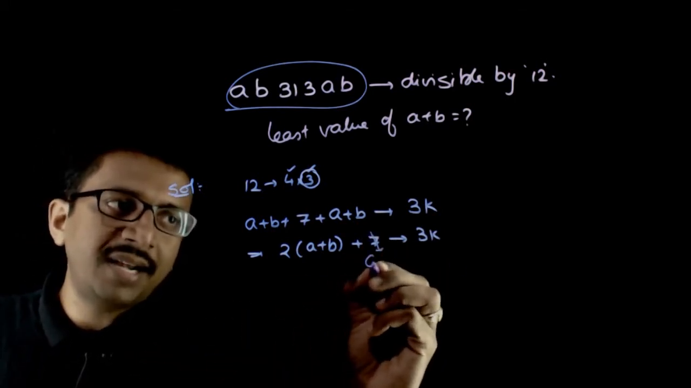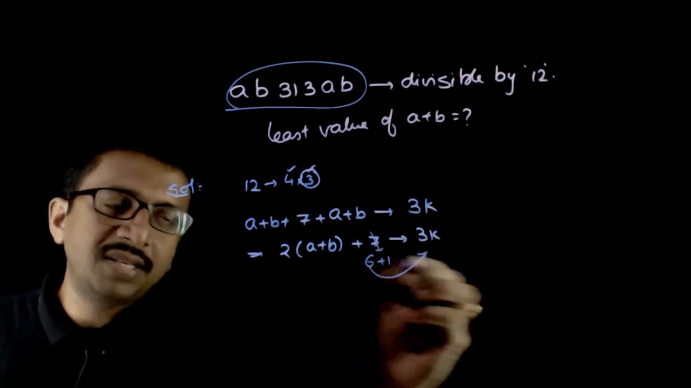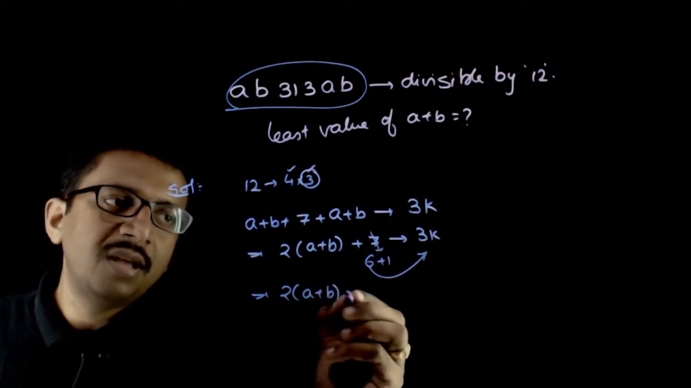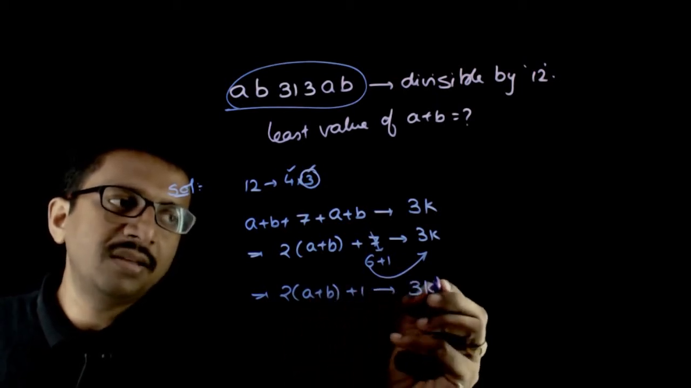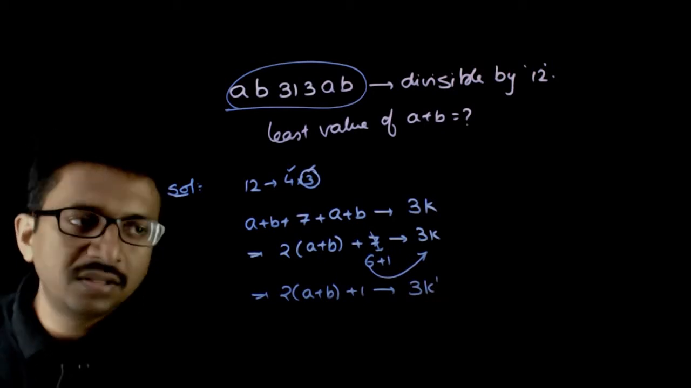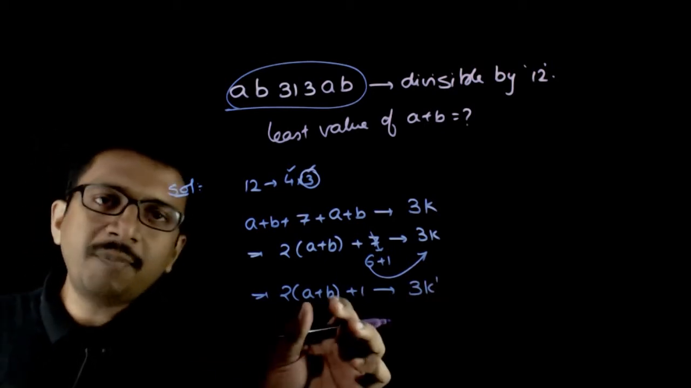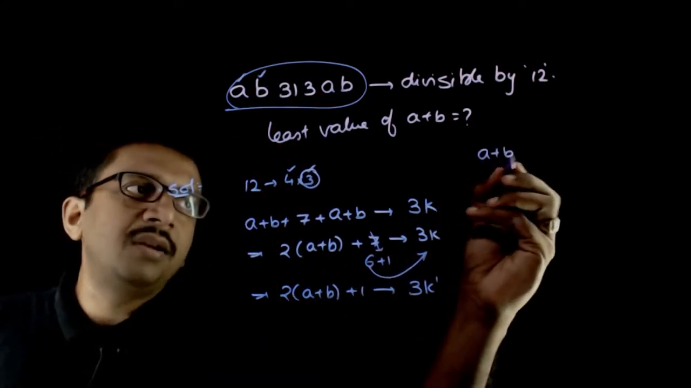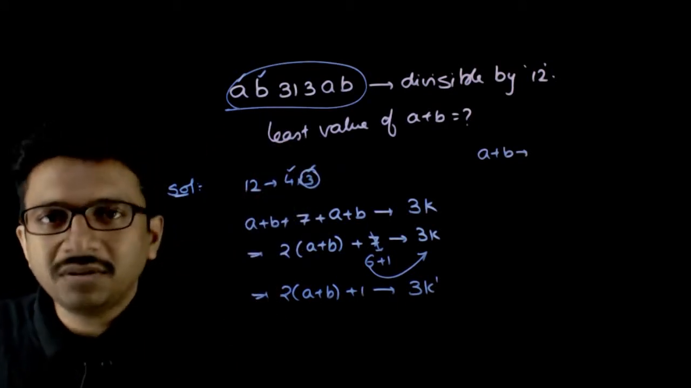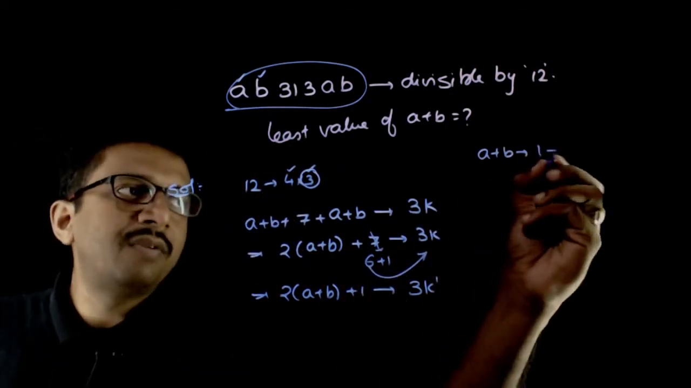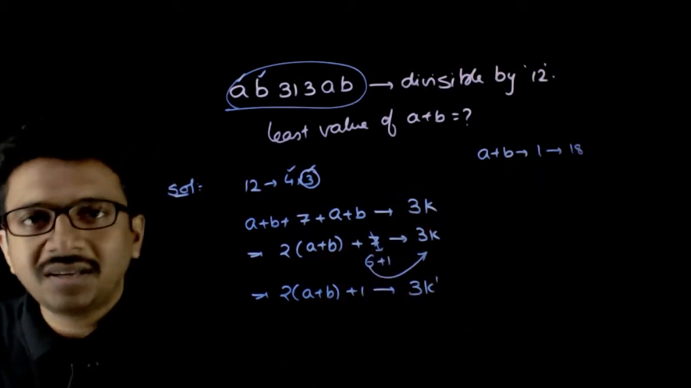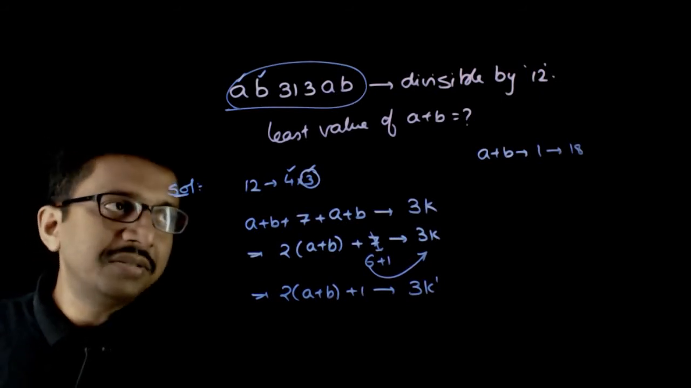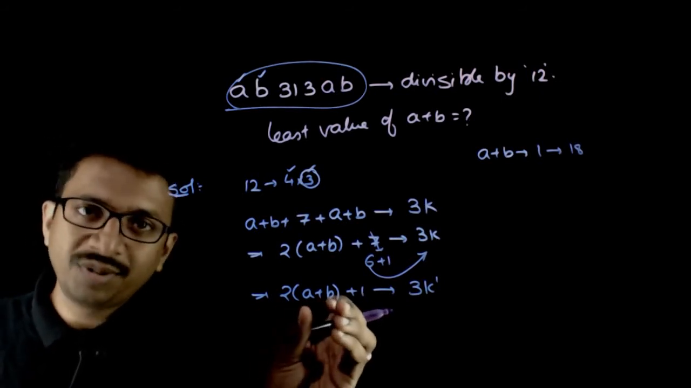I can write 7 as 6 plus 1, and 6 can go to that side, since that's also a multiple of 3. So effectively 2 times (A plus B) plus 1 has to be divisible by 3. So this is the condition. Now A is a single digit number, B is a single digit number, so A plus B can go from 1 to 18, since both cannot be zeros, and if both are 9s, it goes to 18.